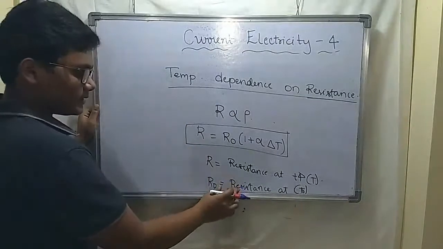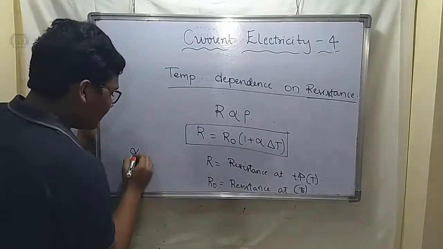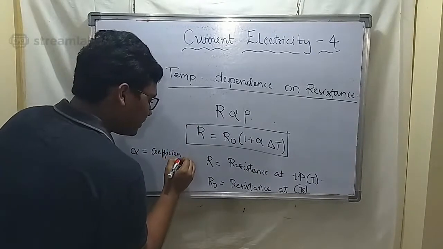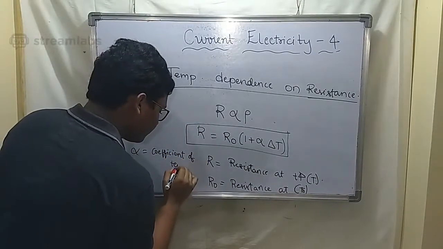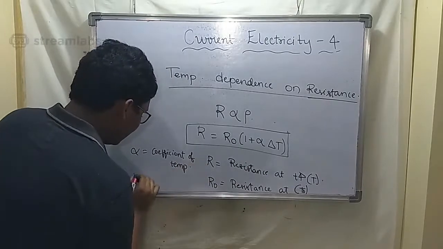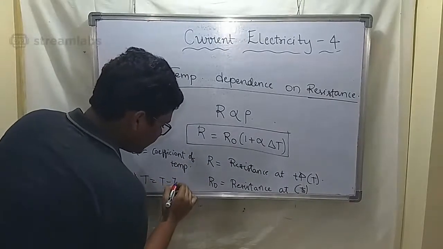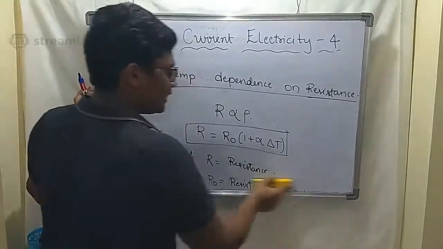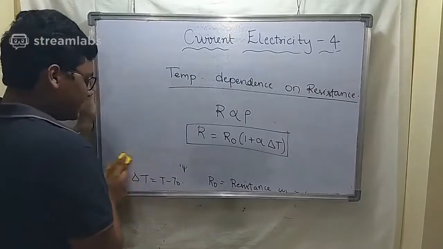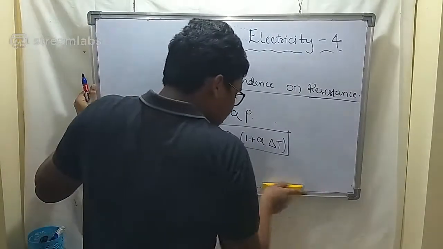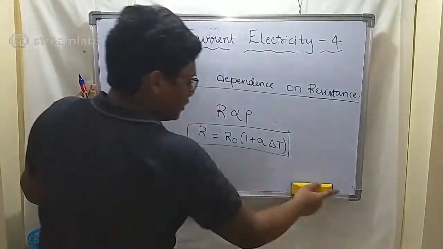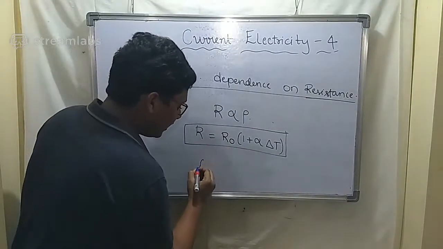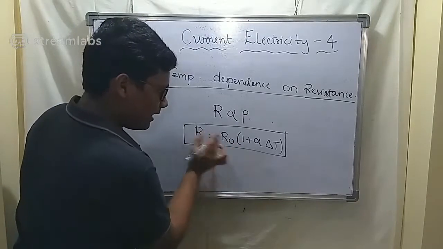So here this alpha is the same coefficient of temperature, and this delta T is T minus T naught, that is the change in temperature. Okay, it's similar, just that here we take the resistance, and all the rest of the terms will be similar. Now here we will get the alpha, R minus R naught.